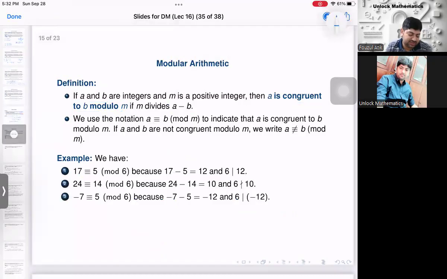We have several other examples. 17 is congruent to 5 mod 6. Yes. 24 is congruent to 14 mod 6. It is not, right? So 24 is not congruent to 14 mod 6. This one, minus 7 is congruent to 5 mod 6. Will it be minus 7 minus 5, minus 12? Yes, it is divisible. So 6 divides this. Therefore, minus 7 is congruent to 5 mod 6. Right? So these are some examples that confirm that this way you can write that something is congruent to something.